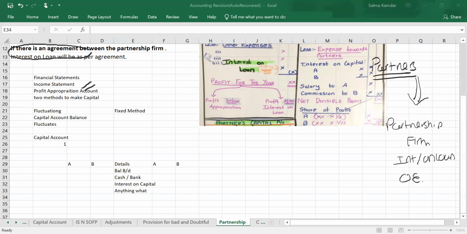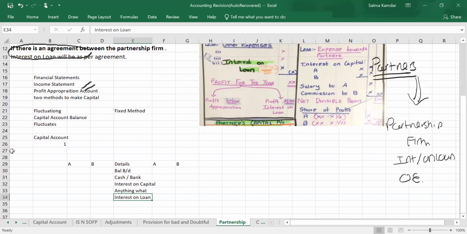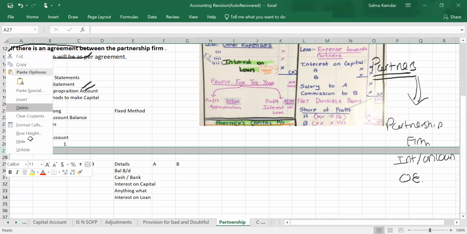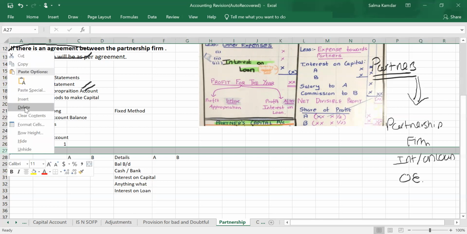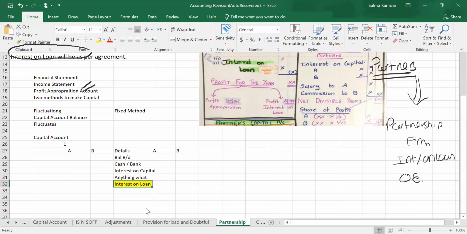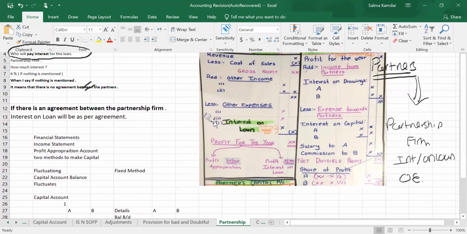Interest on loan. Interest on loan is one unusual item that comes in the capital account. And where will the other effect of this interest on loan be? In the income statement. So interest on loan is an unusual item. It will come on the partner's capital account credit side and it will come on the income statement. Are you with me?